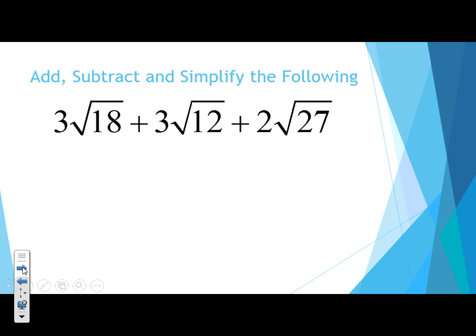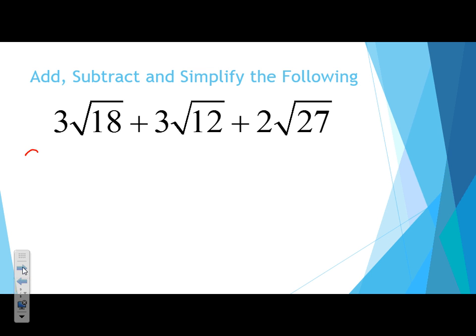Alright, last example for the day. Ooh, and look at this one. We have expanded, okay? We're adding more than one thing. So first thing we have to do is make sure 18, 12, and 27 cannot be broken down. And in fact, all three of them can be broken down. So we're going to do it all together all at one time.